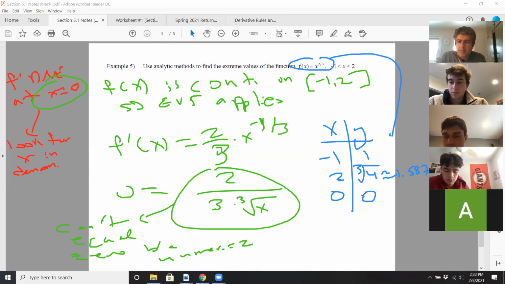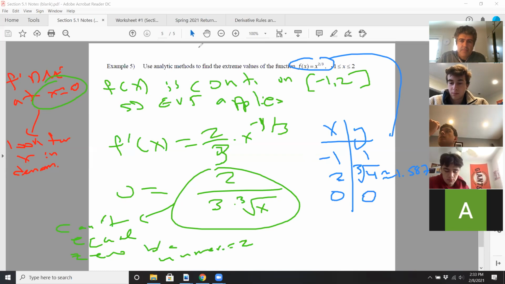So it's pretty clear that my highest value is 1.587, my lowest value is 0. And that was actually a cusp. We saw that the derivative is not defined at a cusp, because the left and right hand derivatives don't equal each other, as we discussed in the fall. So when you make your statement, you make a statement like this.